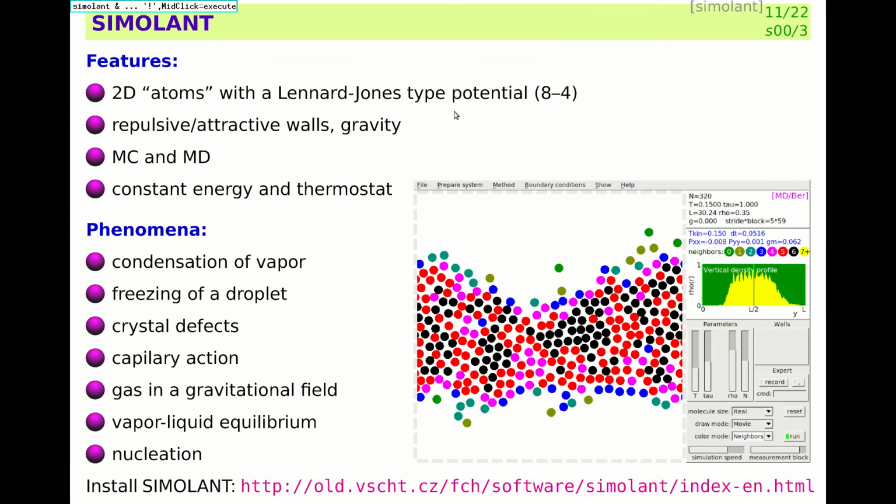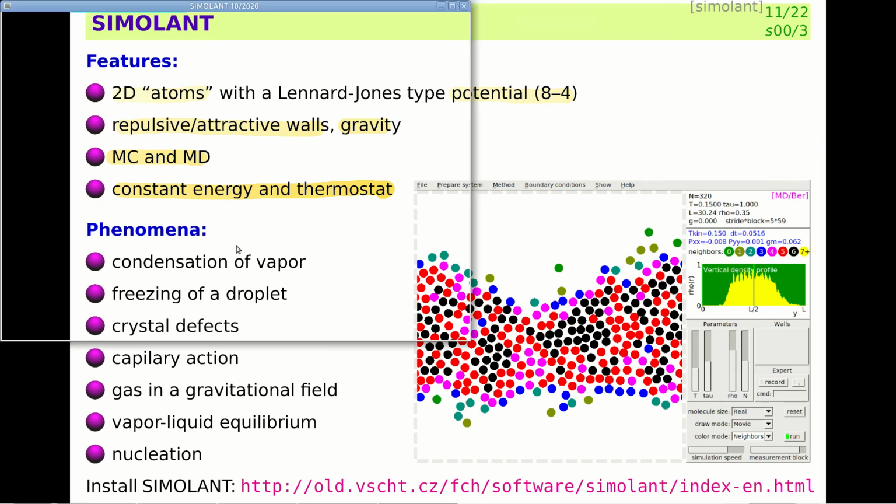Another example. I have a computer code which I have written especially for students to show basics of simulations. This code is based on two-dimensional atoms because it's easier to show configurations in two dimensions, and contains a certain type of potential. We can study how matter, or the simple model, behaves with repulsive and attractive walls, under the forces of gravity, with both Monte Carlo and molecular dynamics, and under certain conditions for simulations. And we can study a lot of phenomena.